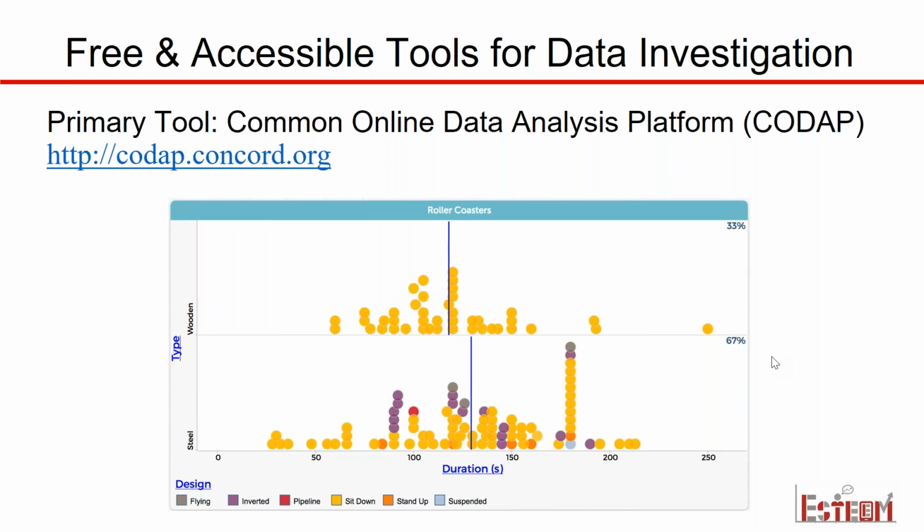So if you've ever used Fathom or Tinkerplots in the past, CODAP is being developed by the same developer. Fathom was developed by Bill Finzer and Key Curriculum Press, and Tinkerplots was built off of the Fathom engine. CODAP is really kind of an online version of this. It is not exactly the same, and it doesn't do exactly the same amount.